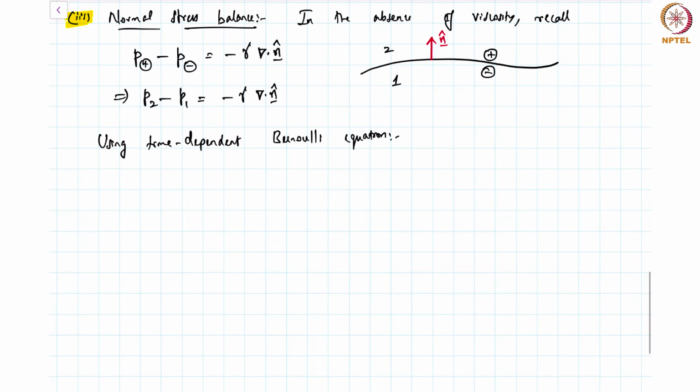And I'll write this first. So the Bernoulli equation for a time-dependent system would be del phi by del t plus half rho u square, where u is basically the scalar, that's why I'm not putting an underbar there, plus p plus rho gz is a function of time.